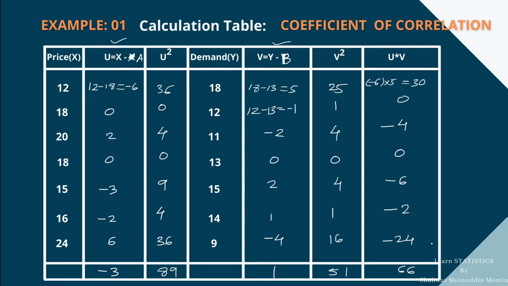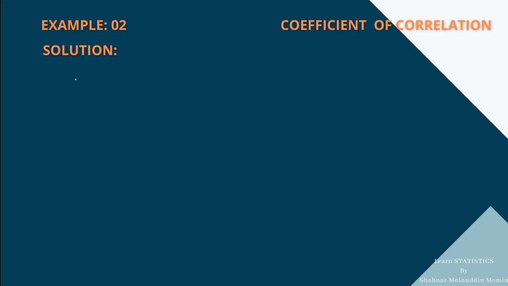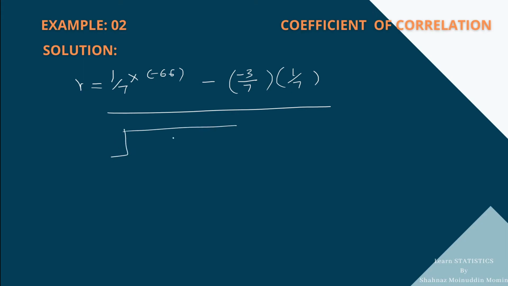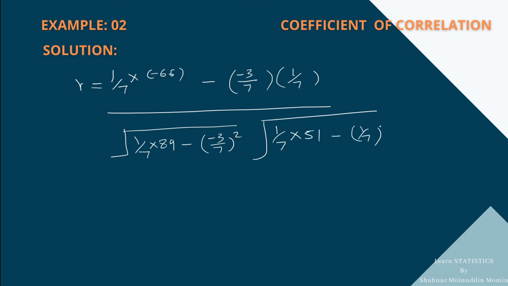Now substitute all these values in the required formula. We get R is equal to 1 upon 7 into minus 66 minus 3 by 7 u bar, 1 by 7 v bar, divided by under root 1 upon 7 into 89 minus 3 by 7 square, multiplied by standard deviation of v, 1 upon 7 into 51 minus 1 by 7 bracket square.